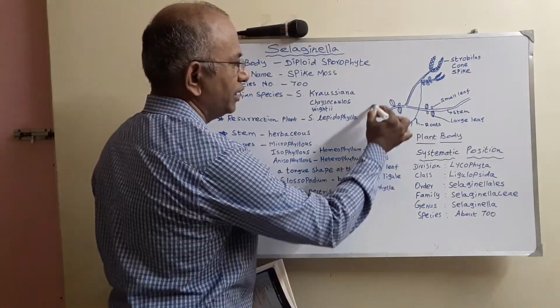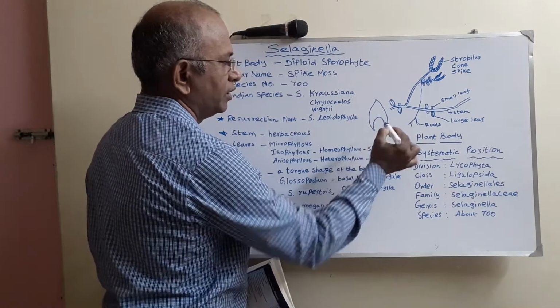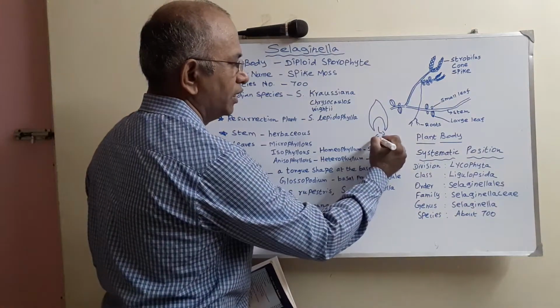Also at the bottom of the leaf you can see the presence of a structure called glossopodium. If you take a single leaf, at the bottom of the leaf you can see a structure like this. There is a small pouch-like structure. So this particular structure is known as what?